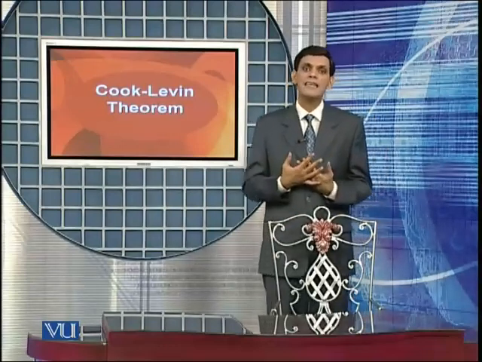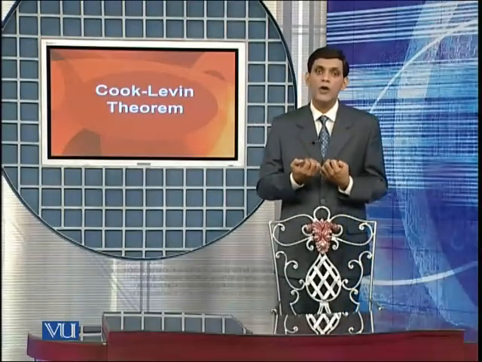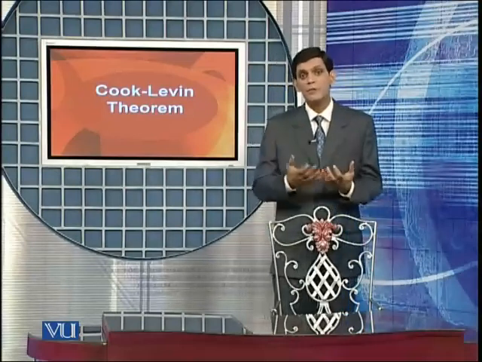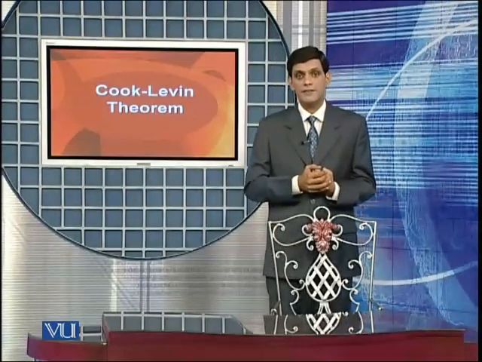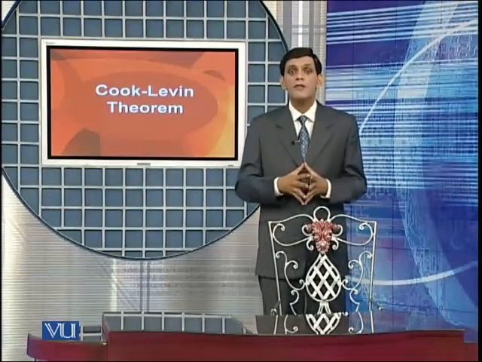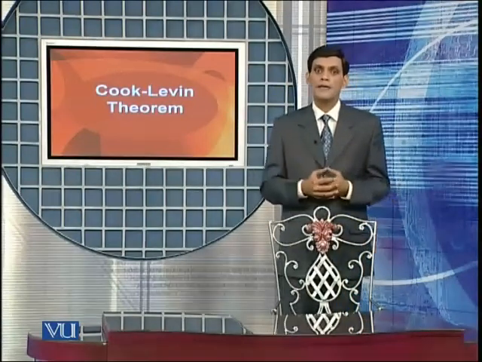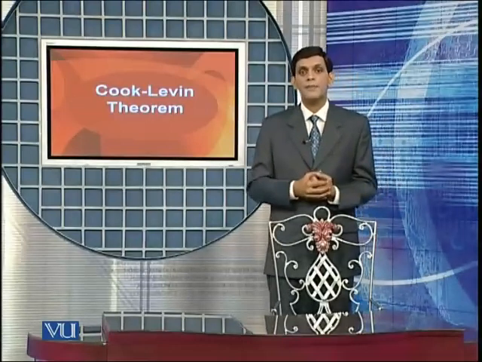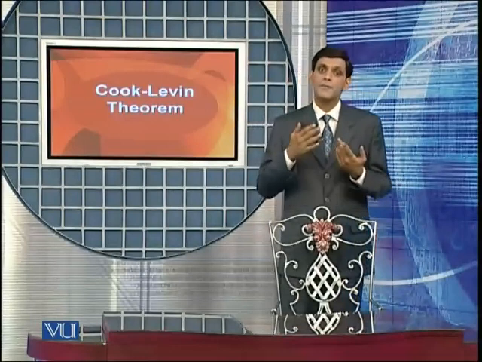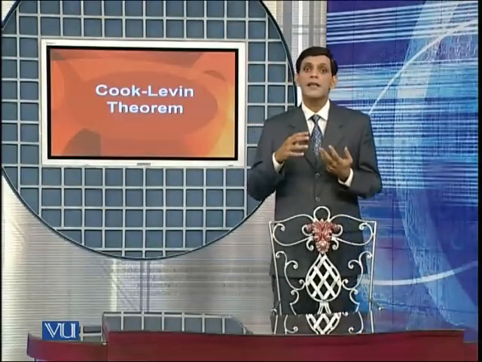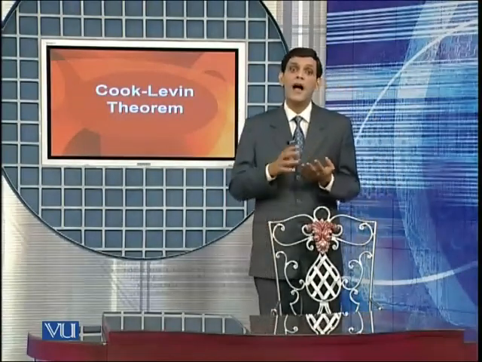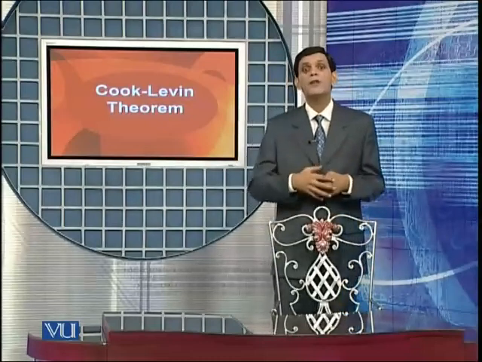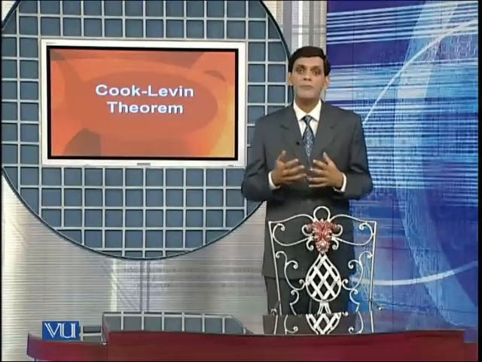What Cook and Levin did was hunt out and find one NP-complete problem, and they proved that this problem was indeed NP-complete. After this, people started searching for more NP-complete problems, and they were able to find lots and lots of NP-complete problems. In fact, Hamiltonian path, clique, and subset sum are three other problems which are known to be NP-complete, and we will prove that these problems are NP-complete.